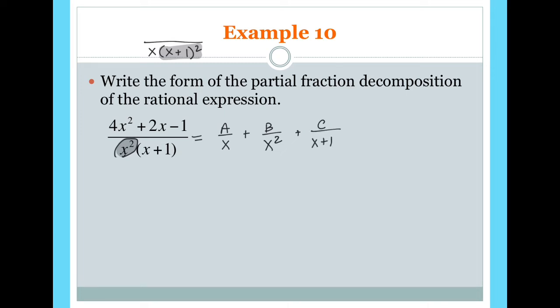Now we do the same thing we did before in this initial setup. We focus on what we would be multiplying by here, and what's missing from here to this one, and multiply the numerator by it. So for a, you'd get an x and an x plus 1. For b, you'd get the x plus 1, and for c, you'd get the x squared. Then we focus on just the numerators like we did before. I would get 4x squared plus 2x minus 1 equals ax times x plus 1 plus b times x plus 1 plus c x squared.